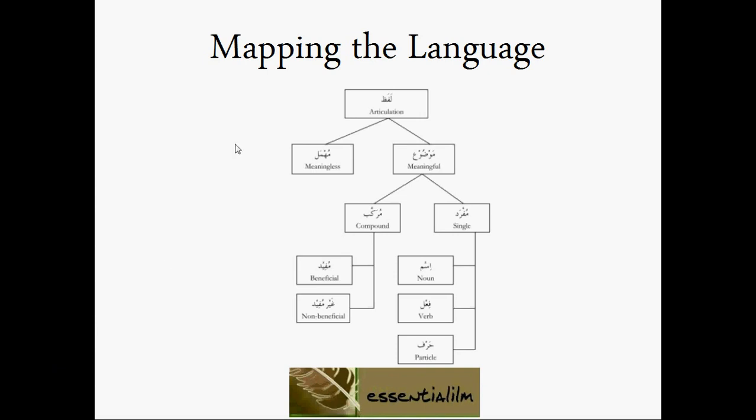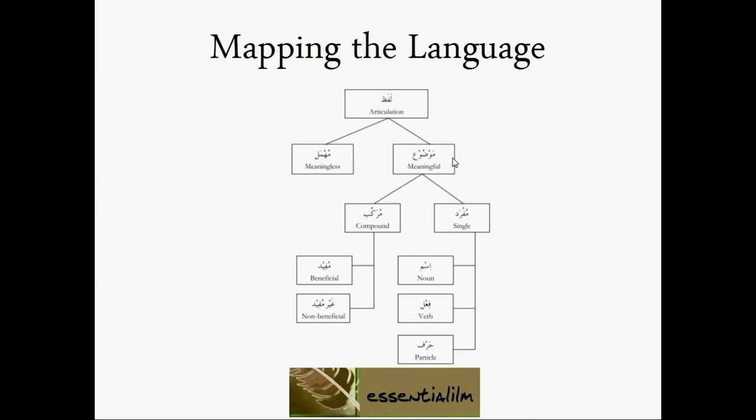Now, the language itself, any articulation you make is called lafz. So any sound that comes out of your mouth is called lafz. If it is meaningful, it's called mawdu', and if it's meaningless, it's called muhmal. And the author uses the word Pepsi as an example. He said before the creation of the drink Pepsi, if someone said the word Pepsi, it would have been considered meaningless. But now, because we have a drink called Pepsi, it's mawdu', it's meaningful.